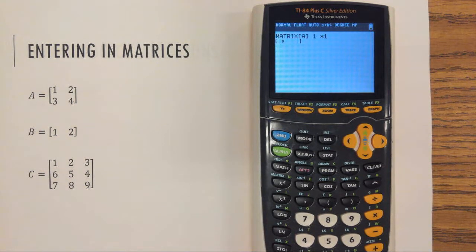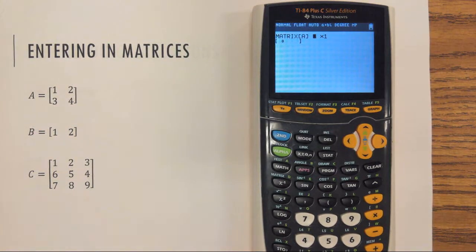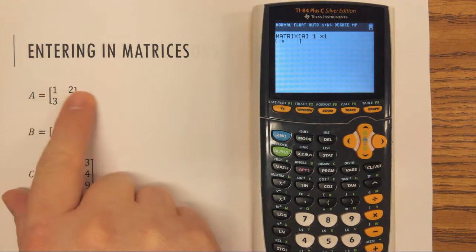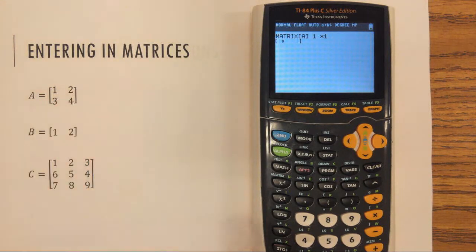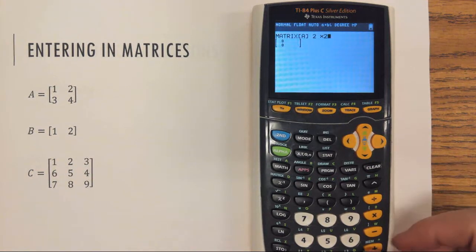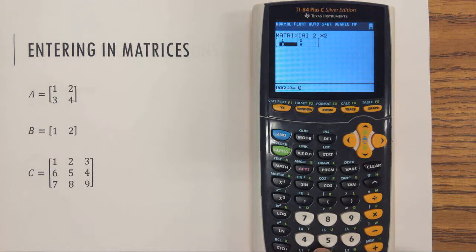Alright, so now you can see that it wants us to enter in the dimensions of our matrix. So remember, this is 2 rows and 2 columns, so this is a 2 by 2 matrix. So 2 by 2. Hit enter. Now we're going to be able to enter our stuff in. So there's a 1, hit enter, 2, hit enter, 3, hit enter, and 4, hit enter. There's our first matrix entered in.